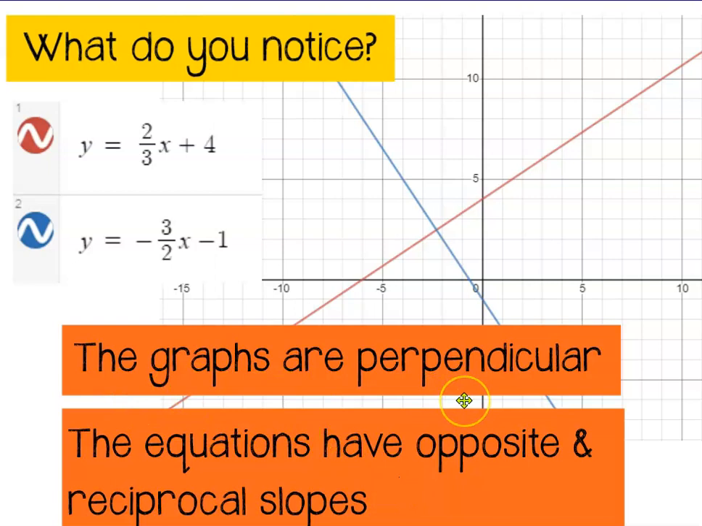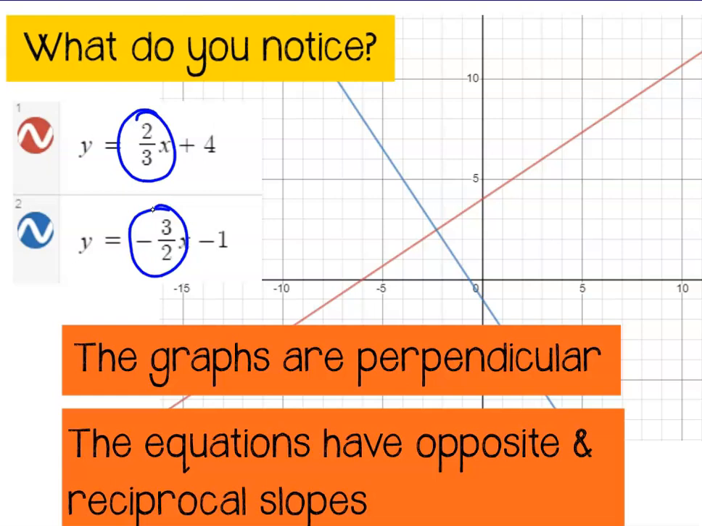Take a look at my observations here. The graphs are perpendicular. The word perpendicular means to intersect at a perfect 90-degree angle. See that? All the way around. In addition, although my equations have a lot of different values, what do you notice about their slope values? Are they completely random? Do they have some similarities? Right? So they both use the digits 2 and 3, but they have the digits in different positions. So we call those reciprocals.